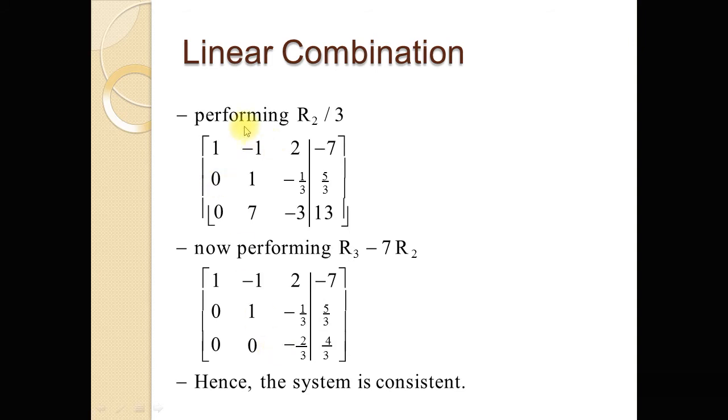So multiplying the second row by 1 over 3, we obtain 1, minus 1, 2, minus 7, 0, 1, minus 1 over 3, 5 by 3, and the third row is as it is. Now multiplying the second row by 7 and subtracting from R3, we obtain the echelon form: 1, minus 1, 2, minus 7, 0, 1, minus 1 over 3, 5 by 3, and the third row is 0, 0, minus 2 by 3, 4 by 3.